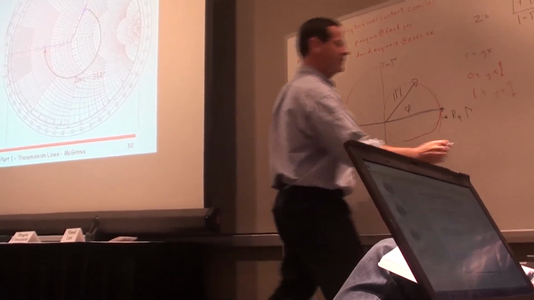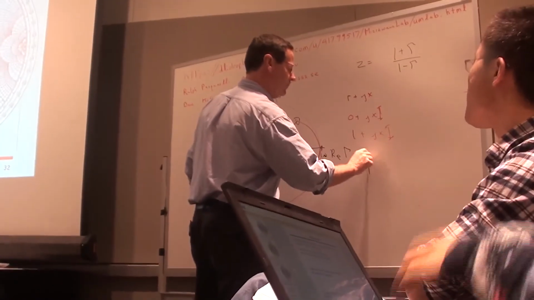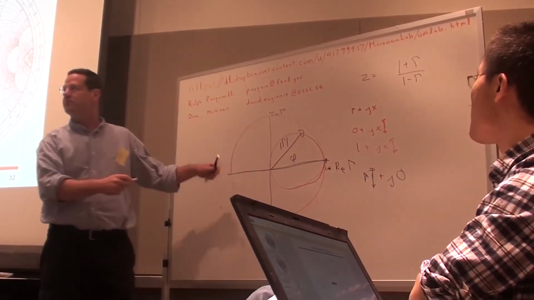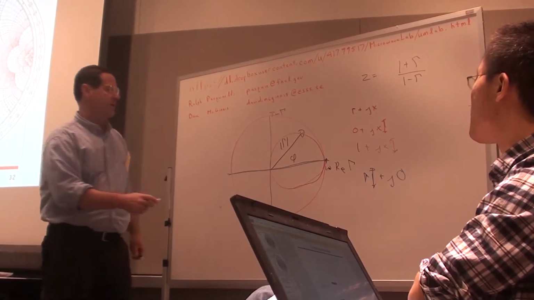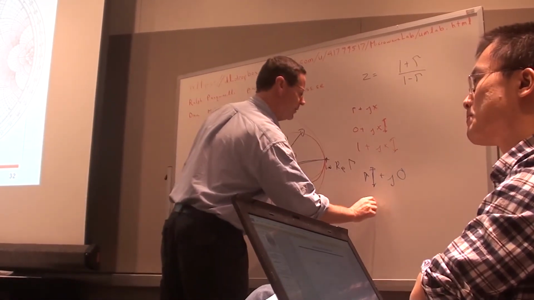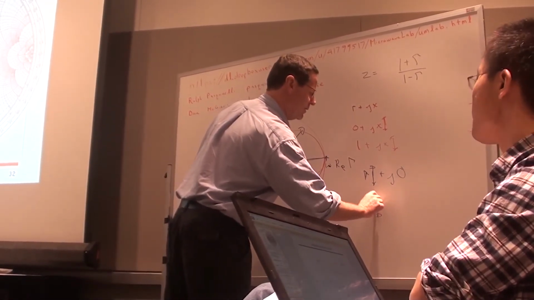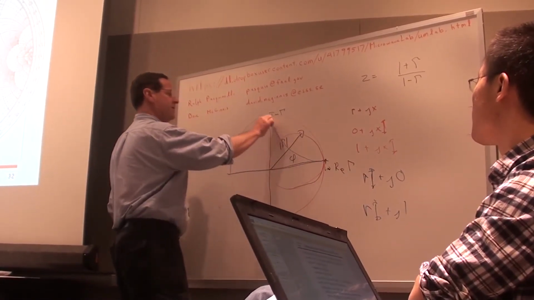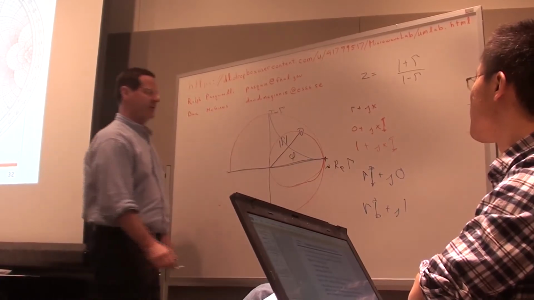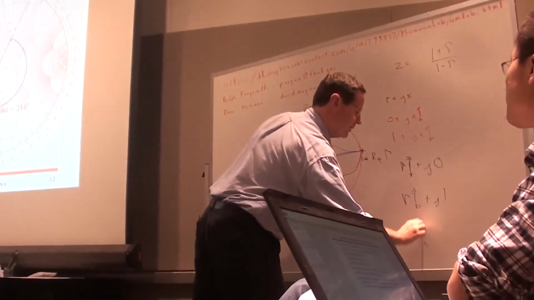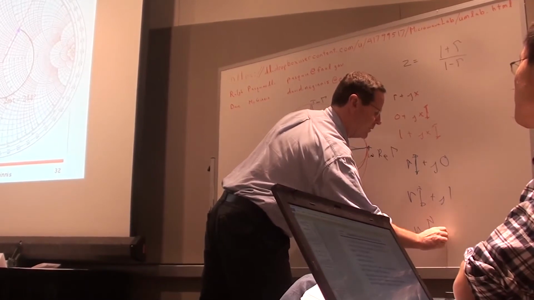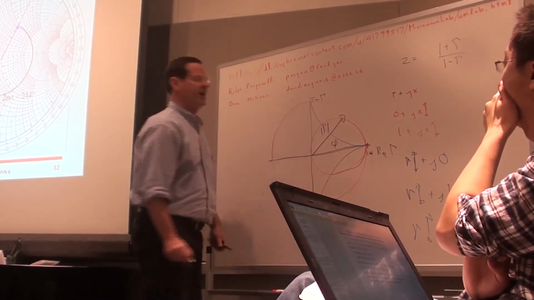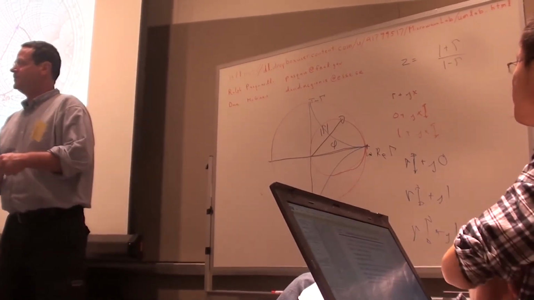Now if you sit there and vary r, that's this line here. Okay. If you move this to 1, that's this line. You vary r and move this to minus 1, that's that line there. Okay.